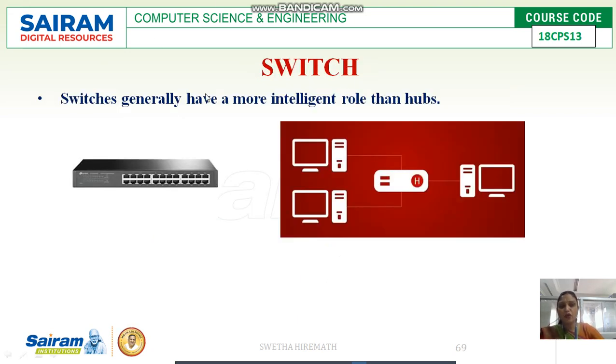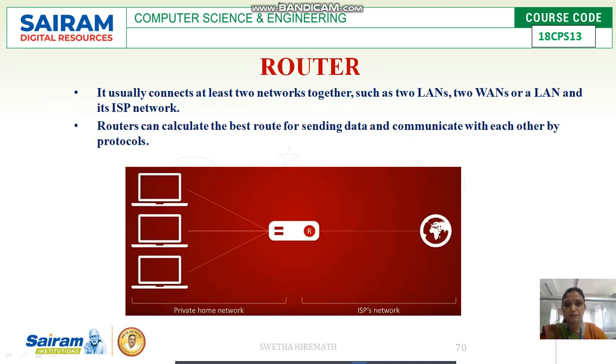The next type of device is the switch. Switches generally have a more intelligent role than hubs. In a hub, whatever data has to be transferred will be broadcast to each and every system. But in switches, the data is passed only to the particular device which is being addressed. Based on the address in the packets, we transfer those data packets.